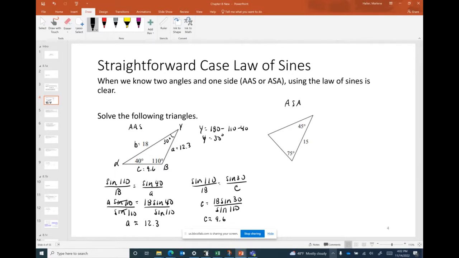Does that make sense? Well, in a triangle, the smallest angle should have the smallest side across from it. Smallest angle is gamma at 30. Smallest side is C at 9.6. The next smallest angle should have the next smallest side, 40 with 12.3. The largest angle should have the largest side, 110 with 18. So that does make sense.